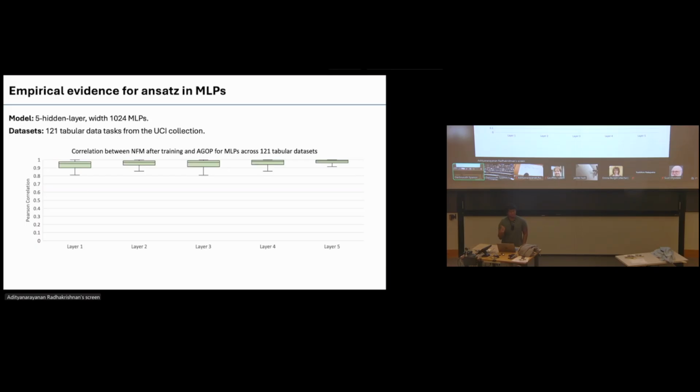So just for some empirical evidence in fully connected networks, or multi-layer perceptrons, what we did here is actually just train 5 hidden layer, 1024-width MLPs. We trained them across 121 different data sets. And for each of these 121 different MLPs, at every layer, we look at the correlation between the AGOP and these neural feature matrices, these covariance matrices at any given layer. And what you'll see is that the correlation between them is exceptionally high. It's always on the median above 0.95 or so. So these two things are almost actually proportional, and in many cases, you'll see that they're actually just numerically 1.